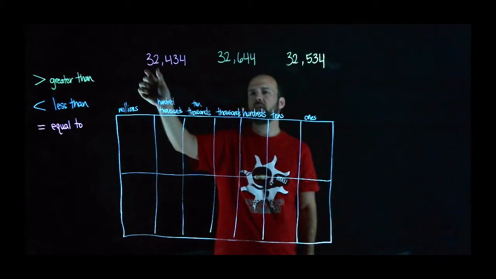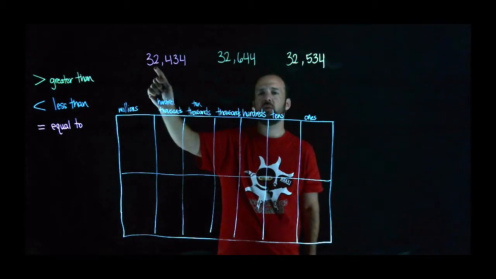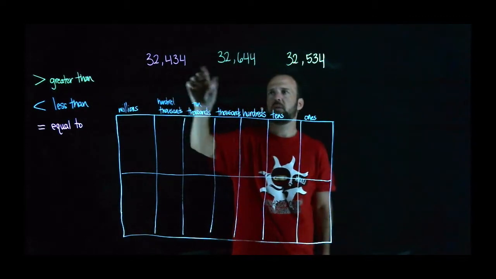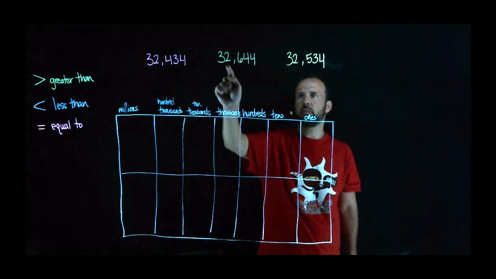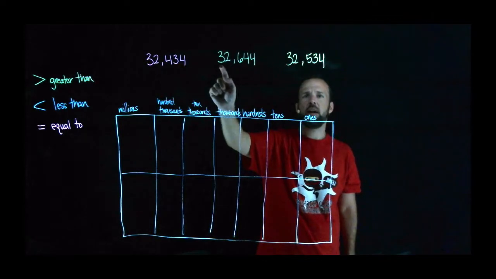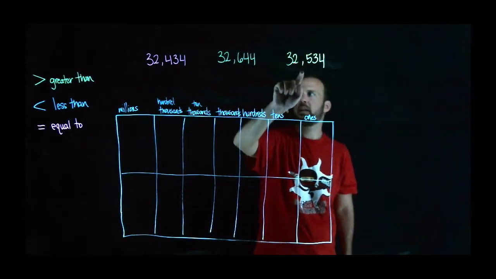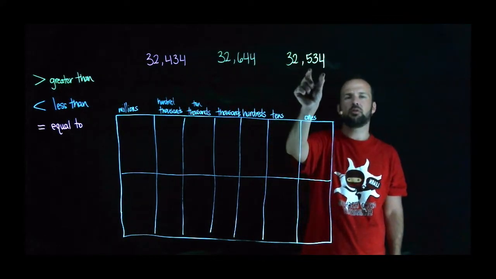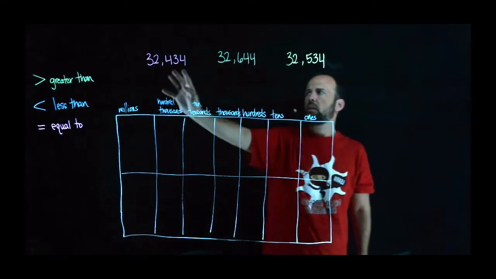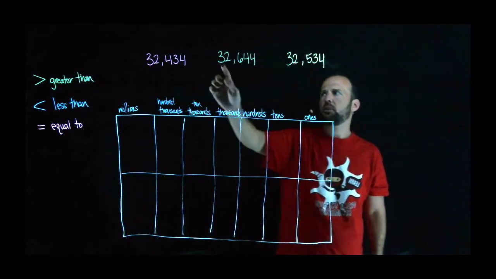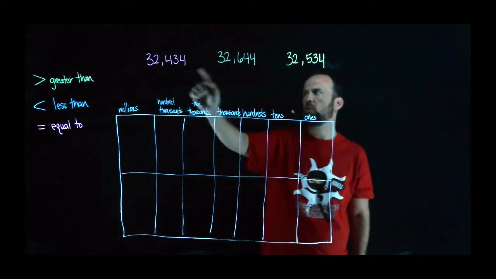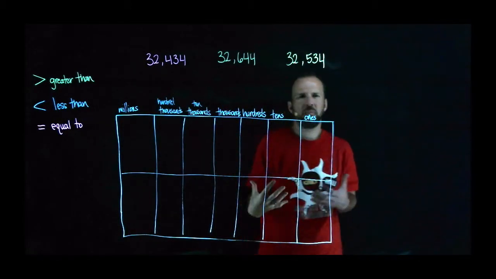My first number starts in the thousands period, right? So I'm going to have 32,434. My next number, in the thousands period again, 32,644. And then my last one, 32,534. So we can see they all start in the thousands period, they all start in the 10,000s place, and they all have that 32 to start. So it might make comparing them a little bit tricky.